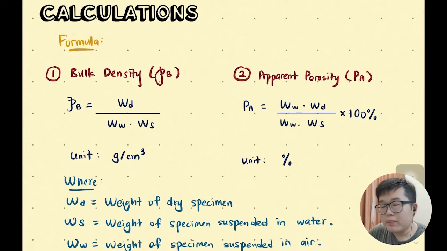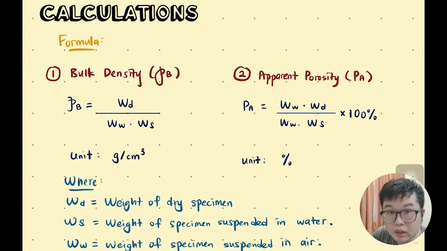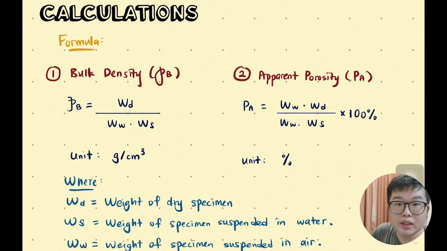Before I proceed to the calculation part, I would like to introduce to you all 2 formulas. The first formula is the bulk density, which is rho B. The rho B is equal to WD divided by the difference of WW and WS, where WD is the weight of dry specimen, WW is the weight of specimen suspended in air, and WS is the weight of specimen suspended in water. The unit for bulk density is gram per cubic cm.